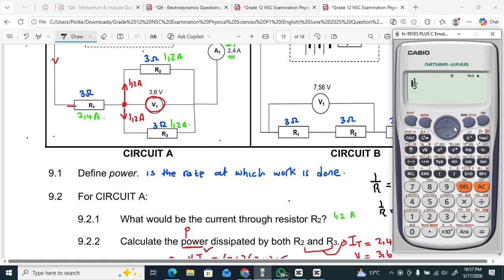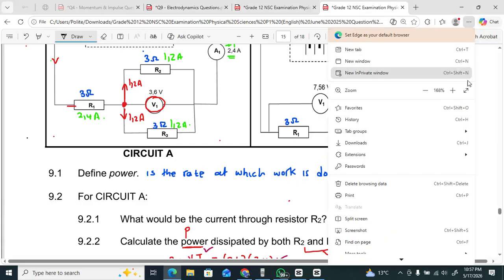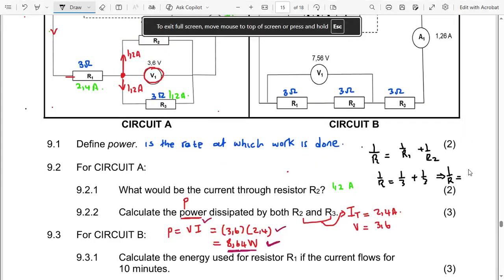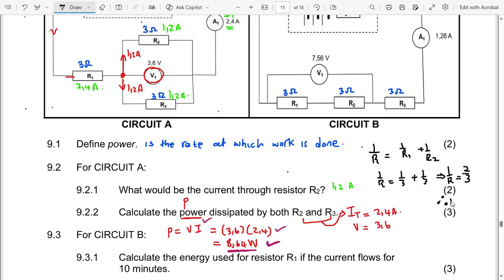Okay, we're going to add 1 over 3. This gives us 2 over 3. So this tells you that the 1 over R is 2 over 3. Therefore, you can conclude and say R will be the reciprocal of that, which is 3 over 2, and R will be just 1.5. So this is the total resistance for those two resistors.